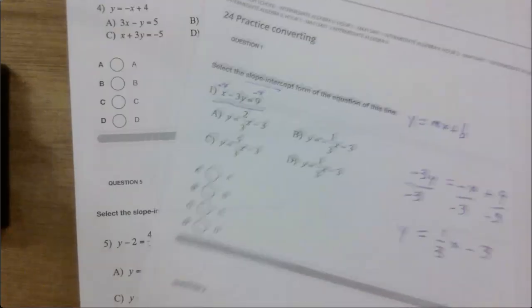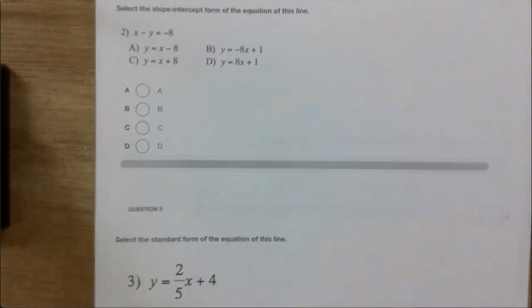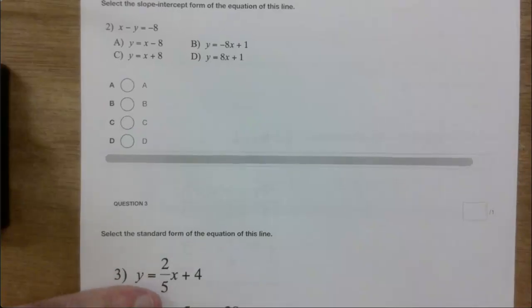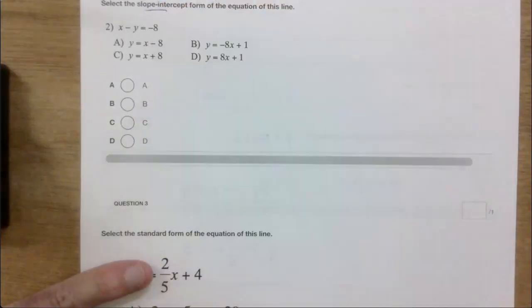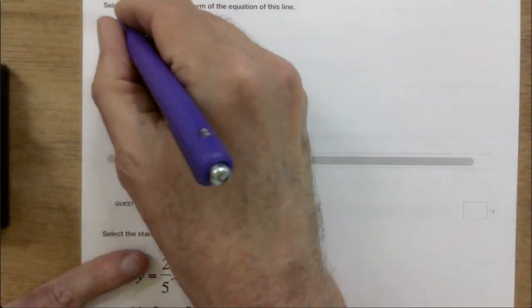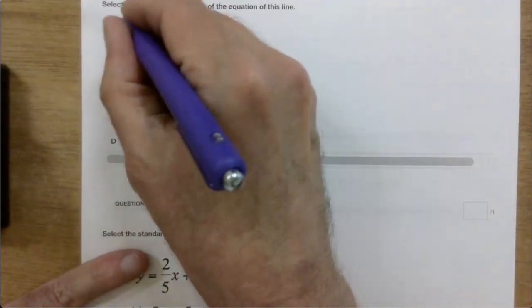All right, let's move on here, number 2. And you can always stop the video, guys, but I have to move fast because the recording has to be short. All right, again, slope-intercept form. We've got to solve for y. So first I'm just going to subtract x again from both sides.